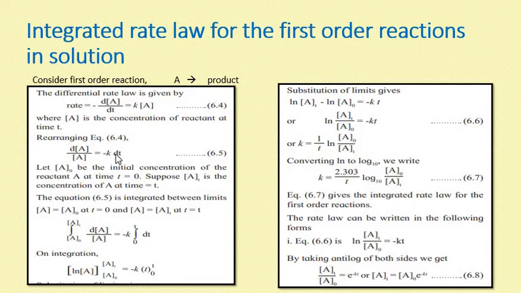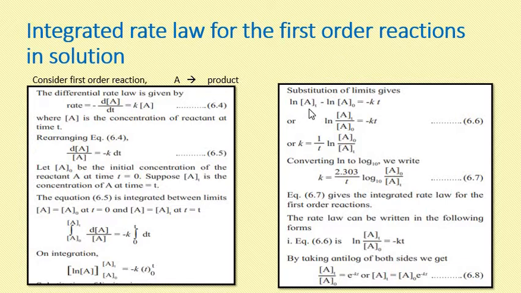Now assume that at time 0 the initial concentration is A0 and at time t the concentration becomes At. So if I am integrating this equation from A0 to At and time 0 to t, this would be the representation of the equation with integration sign. Integrating dA upon A from limit A0 to At and integrating dt from 0 to t. The constant minus K is coming out. And on integration, I would be getting ln of concentration of A from A0 to At, which is equal to minus K times 0 to t.